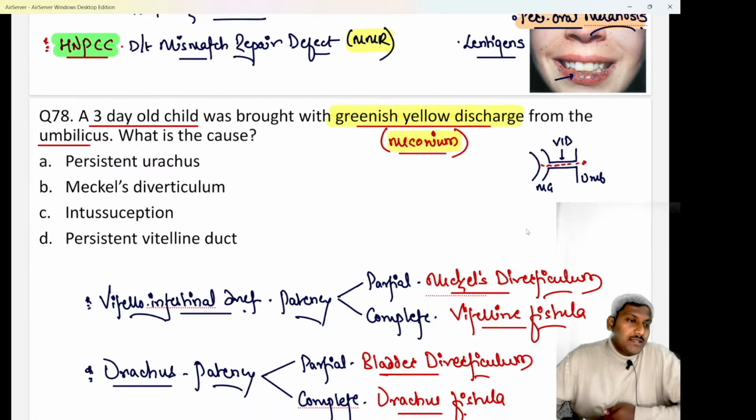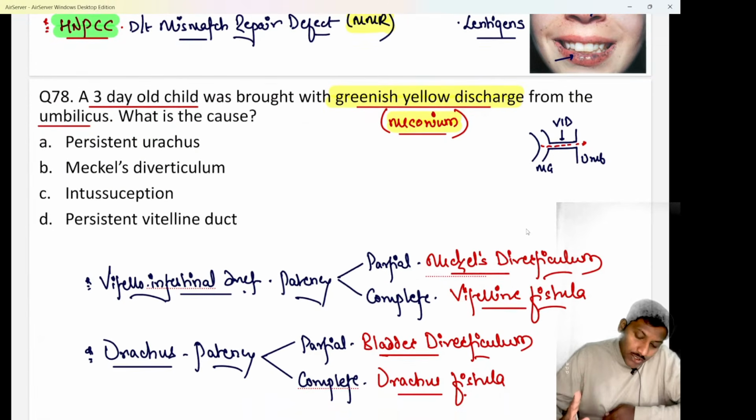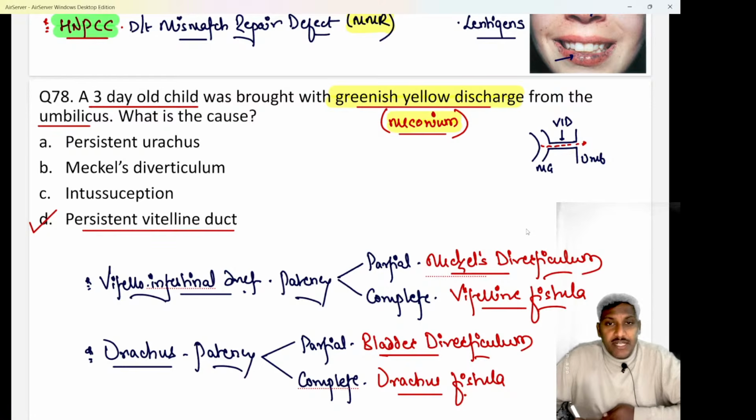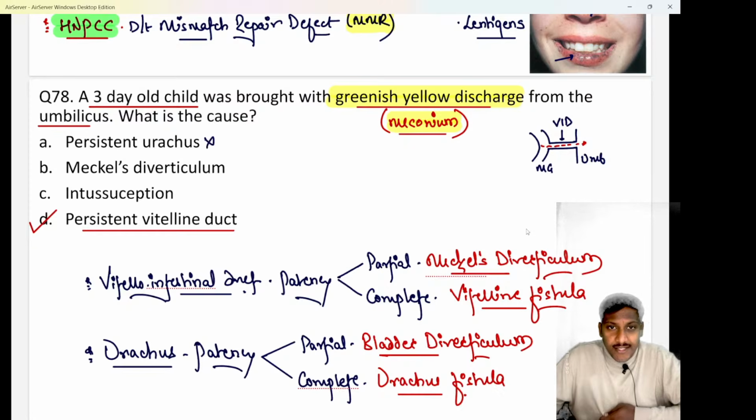So whenever they say greenish yellow discharge or meconium discharge happening from the umbilicus, we know it is a case of vitelline fistula, and vitelline fistula happens due to option D, a persistent and patent vitellointestinal duct. Hopefully clear to all of you. Do remember, persistent urachus leads to formation of a urachus fistula, and yesterday itself I've told you that in urachus fistula, not meconium but urine will come out from the baby's umbilicus.